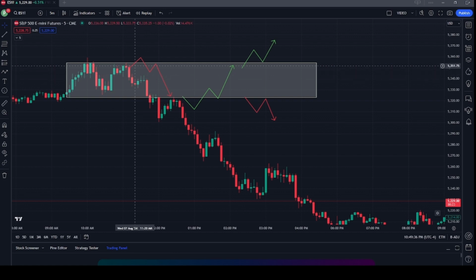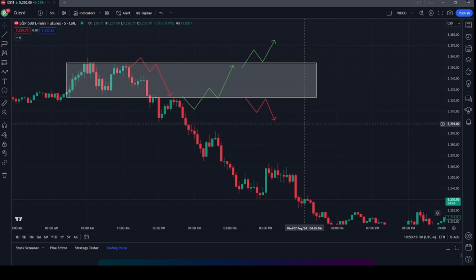So again, recap: look above and fail, targeting the other side of the box, keep some runners for a continuation breakdown. Look below and fail the box, long here, target the top of the box, runners for a breakout with continuation. You can trade the breakout if it holds a backtest and resumes higher, and same thing with the breakdown. So those are the four trades that you can take around a box.